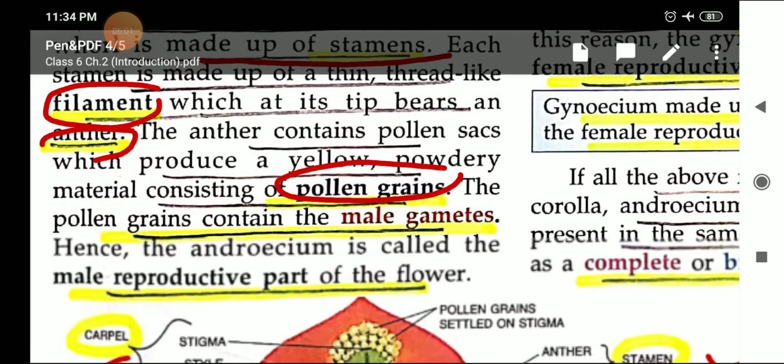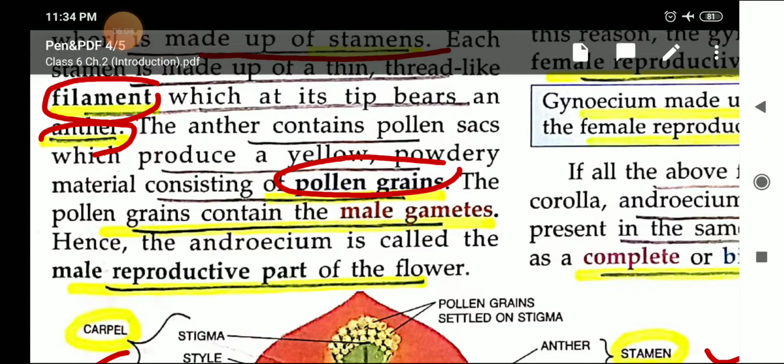And this anther contains the yellow powdery material known as pollen grains. And these pollen grains contain the male gametes, or you can say the male reproductive cells. And that is why androecium or stamen is known as the male reproductive part of the flower. Now what is the function of this pollen grain and male gametes? That we will discuss after this topic. So this is the third part, that is androecium.